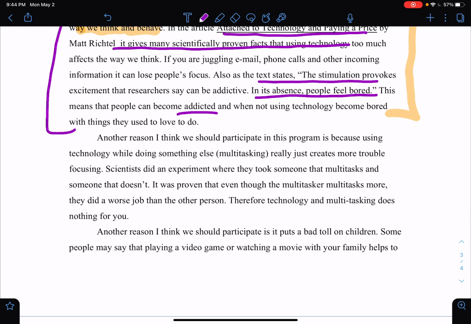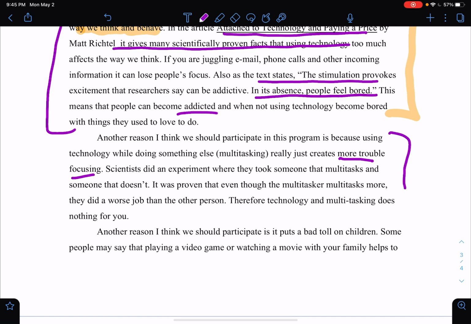Another reason I think we should participate in this program is because using technology while doing something else really just creates more trouble focusing. So this is their second reason, right? Their second reason says that people should lay off the technology because it creates more trouble focusing. Scientists did an experiment where they took someone that multitasks and someone that doesn't. It was proven that even though the multitasker multitasks more, they did a worse job than other people. Therefore, technology and multitasking does nothing for you.